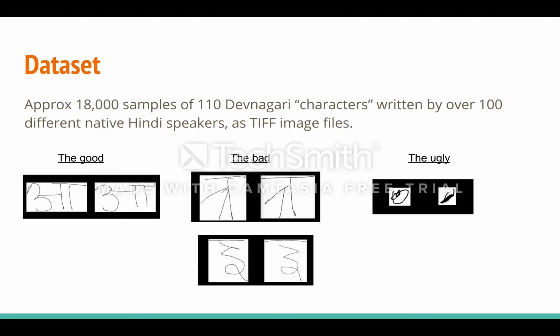Our dataset consists of 110 different character classes with around 18,000 total images. We formatted each image by converting it to grayscale and resizing it into a 28 by 28 pixel array, which served as the inputs to our architectures.